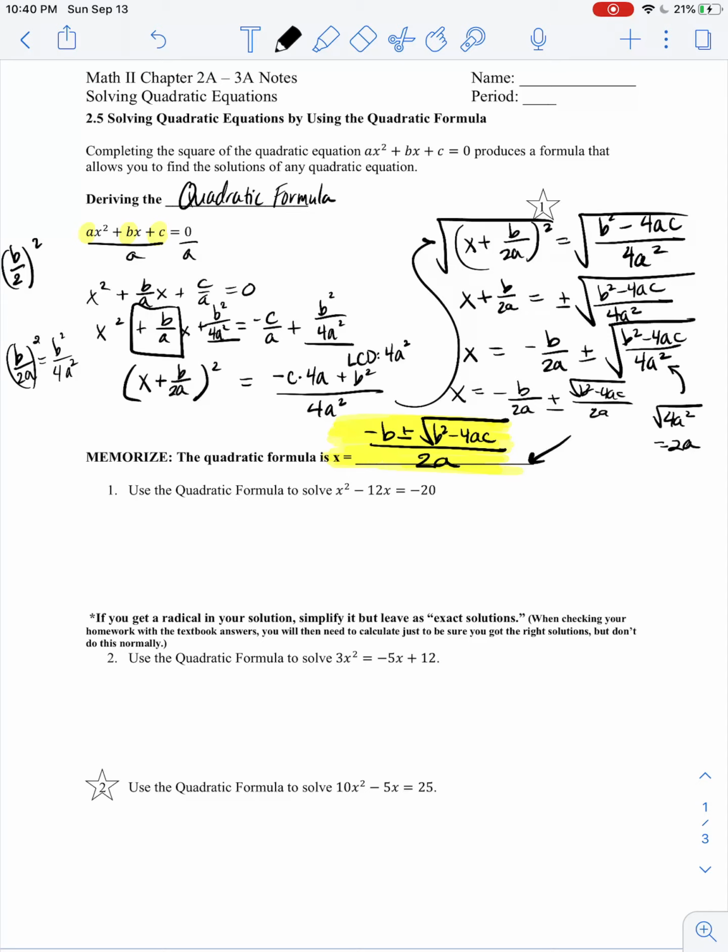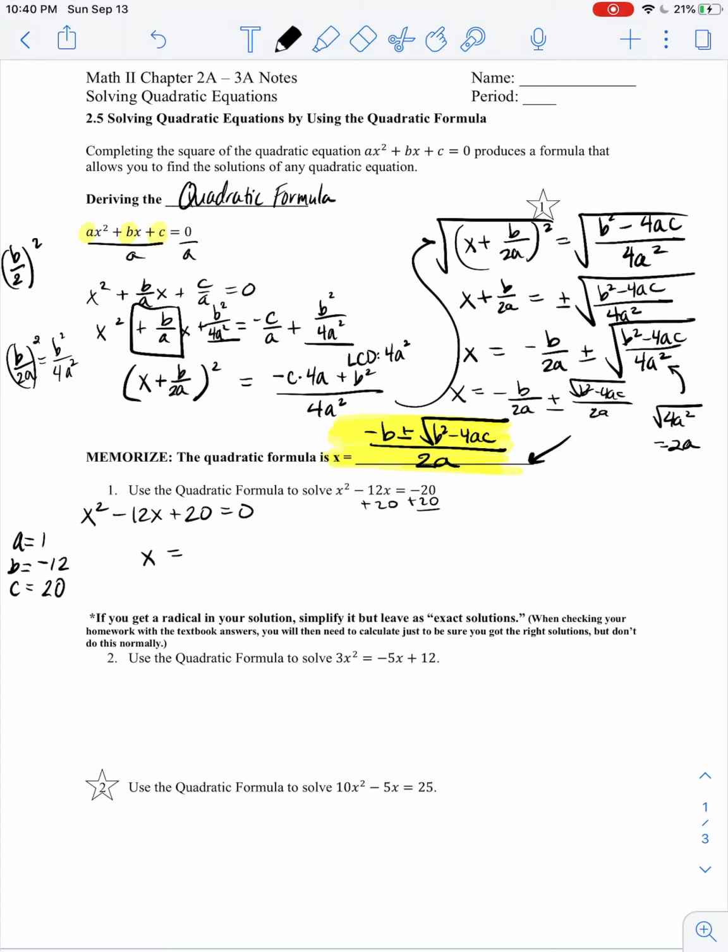So you're going to be using the coefficients when you solve using the quadratic formula. But before we can determine what a, b, and c are, we need to make sure that this is in standard form. So I'm going to bring the 20 over to the left side. Add 20 to both sides. So that way it's in standard form. Once you have it in standard form, then you can identify what a, b, and c are. Don't try to identify a, b, and c until after it's in standard form. So a is 1, b is negative 12, and c is 20.